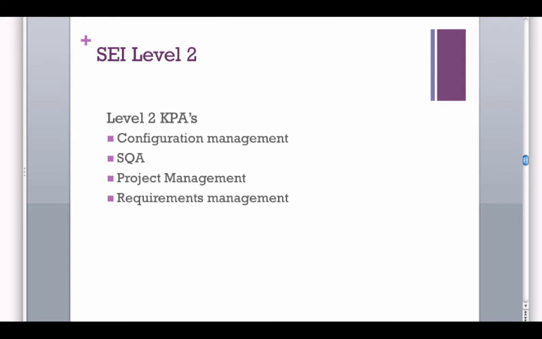So some of the key process areas, some of the things used to demonstrate that you are a level 2 organization. Configuration management, that has to do with things like keeping track of the different versions of your software. Things like tracking defects. So having a place where if somebody finds a defect, we want to record that so that the defect doesn't slip through the cracks.